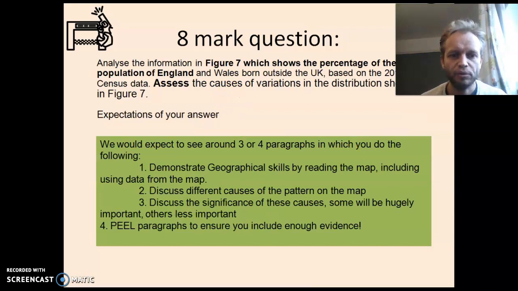In your answer, we expect to see three or four paragraphs. In those paragraphs, we want to demonstrate the geographical skills by reading the map, so using data from there, talking about specific places, using compass directions, things like that. Then we want to discuss different causes of the pattern, and also the significance of those causes. Why some areas or some causes are really important and others are less. And then we want to see some PEEL paragraphs. So what's your point, some evidence, explanation, and then a link back.